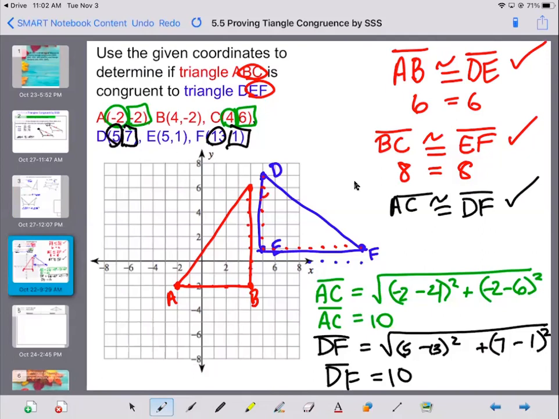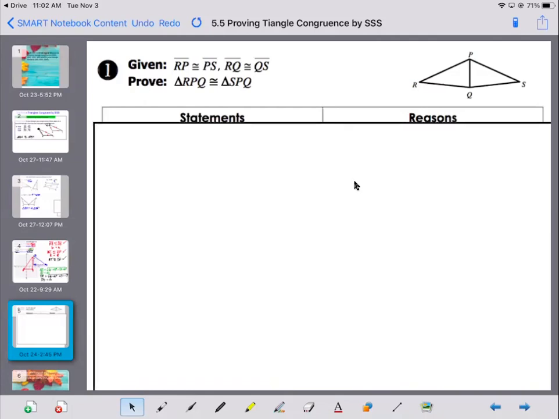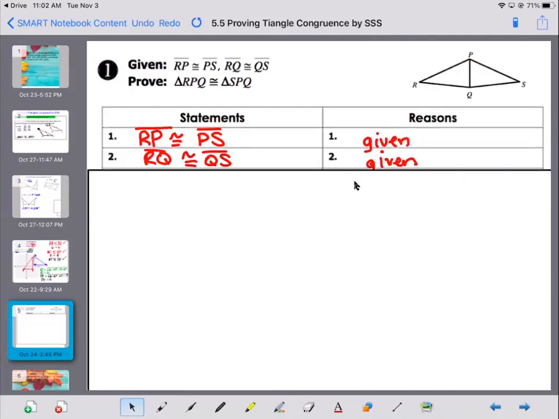All right, so the next two problems are proofs. These are going to be in your Flipbook. So all of you should have a Flipbook at this point, unless you haven't been in class. And your Flipbook is going to be the one that you're opening up to each day based on certain proofs. So in this proof here specifically, we're given two items. So make sure you write your two givens down first. So I have that segment RP is congruent to PS and RQ is congruent to QS.